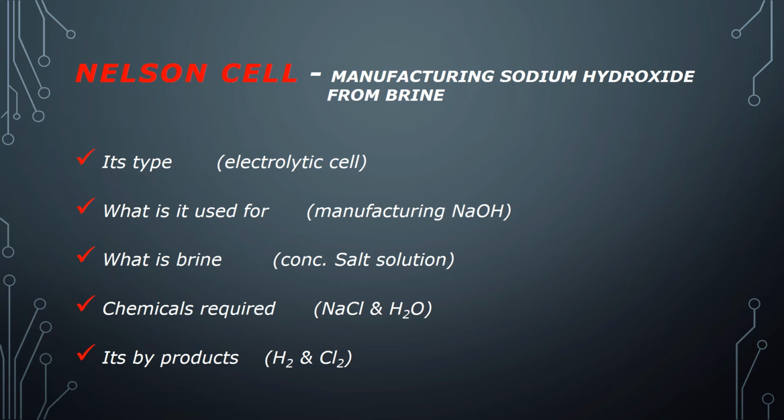What is it used for? It is used for manufacturing sodium hydroxide. What is brine? Brine is concentrated salt solution. Here we are preparing concentrated sodium chloride solution in water. The chemicals required here are sodium chloride and water. The byproducts produced in Nelson cell are hydrogen gas and chlorine gas.